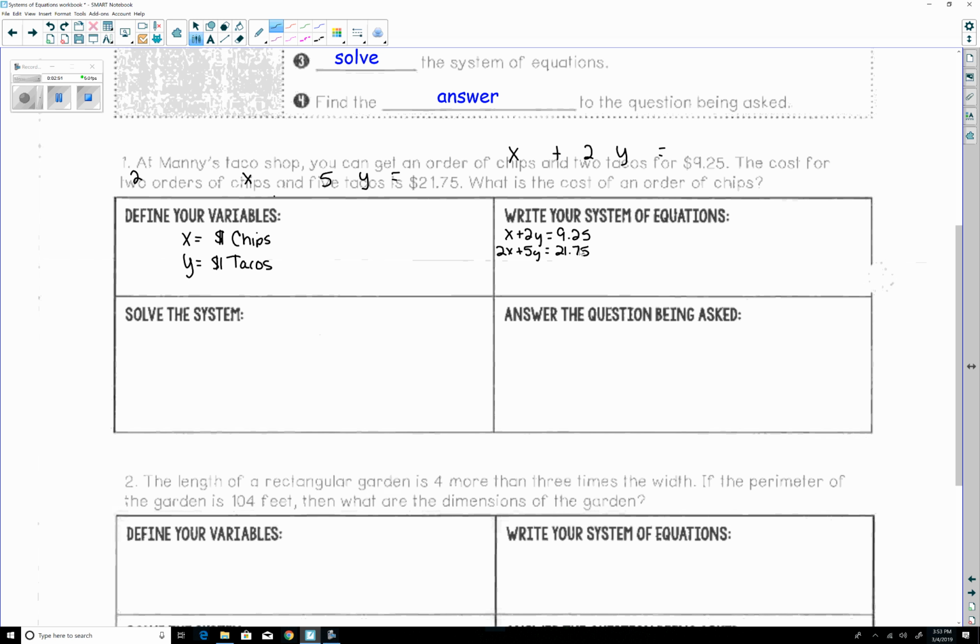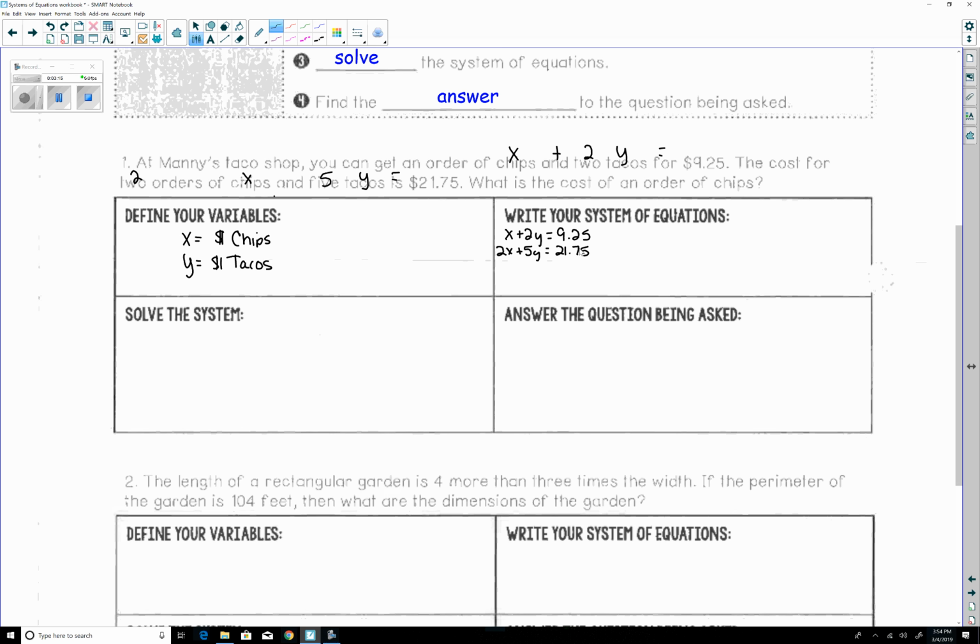Now, we've learned how to solve systems of equations by graphing, which works great when our equations are in slope-intercept form. We also learned substitution, which is great when only one equation is solved for x or for y. And we learned elimination, which is the choice when both of our equations are in standard form.